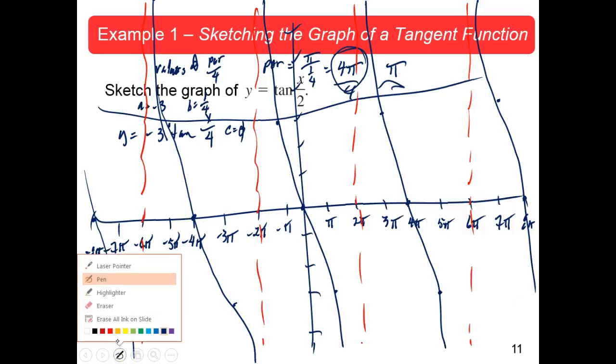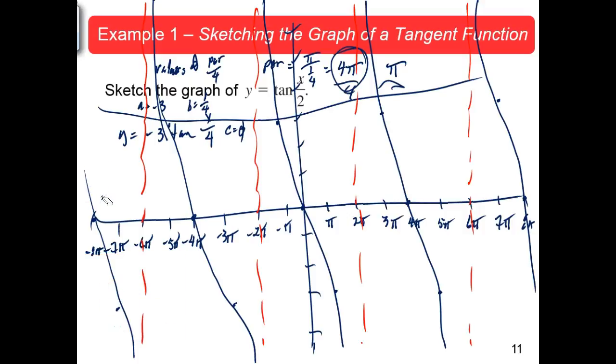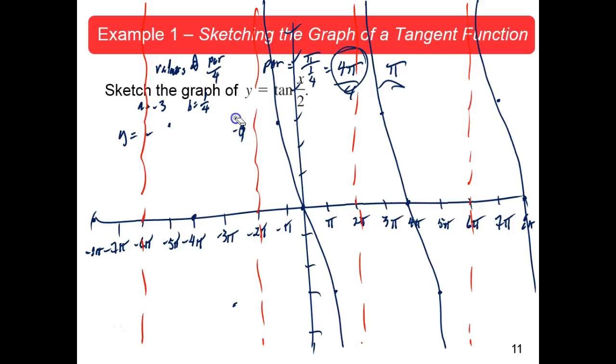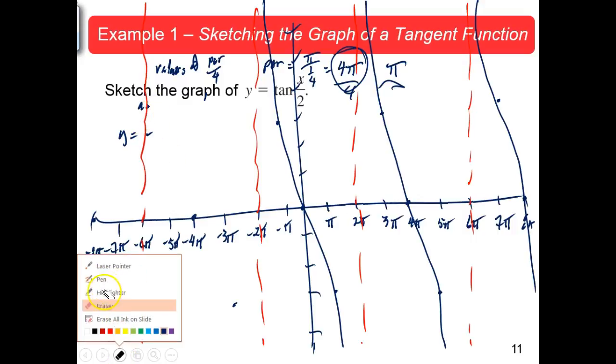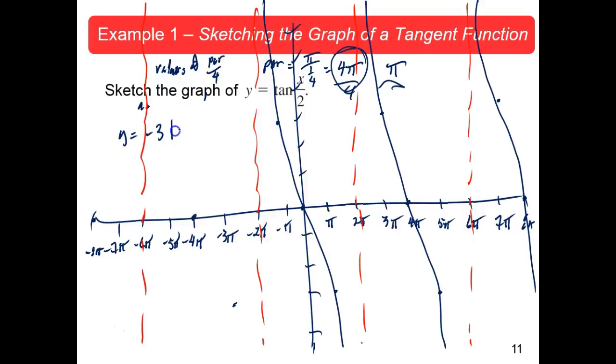You want to do it? No? Okay. I'll just tell you, let me just get some of this out of the way and point out the things that will be different. Okay. It's -3 tangent of 2x. That's what it should have been. The a was still minus 3, same as before. Now the b is 2. The period is pi over 2, which is pi halves.